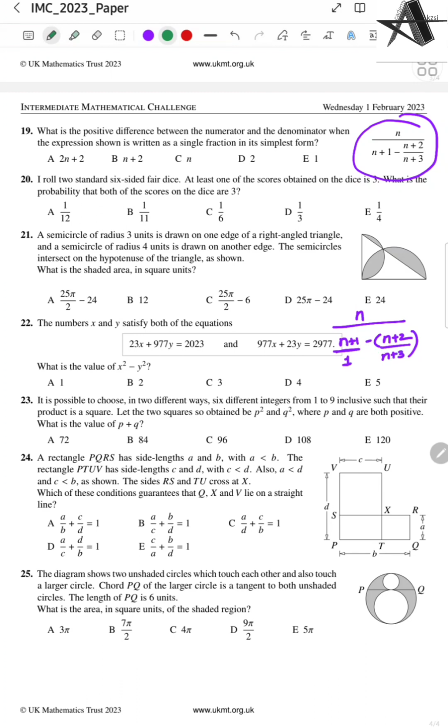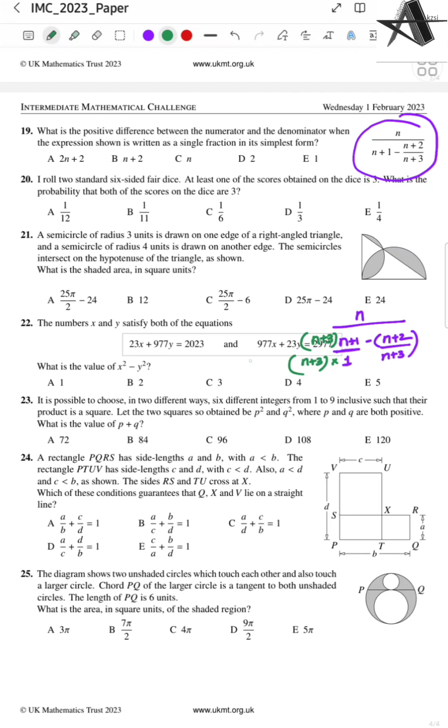The LCM of n plus 3 and 1 is definitely n plus 3. So I need to make the denominator n plus 3, so multiply it with n plus 3. And in the numerator also I need to multiply by n plus 3. Now I have made the denominator the same, which is equal to n plus 3.